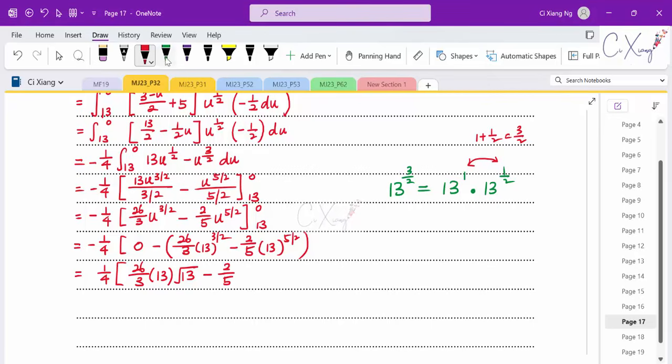Now I need to simplify this 13 power 5 over 2. How can I simplify 13 power 5 over 2? You can write 5 over 2 as 2 plus half, and I want to have the half in my calculation. So when you separate them, it becomes 13 squared multiplied with 13 power half, and 13 power half is square root 13. So in my solution here, I'm having 13 squared multiplied with square root 13.